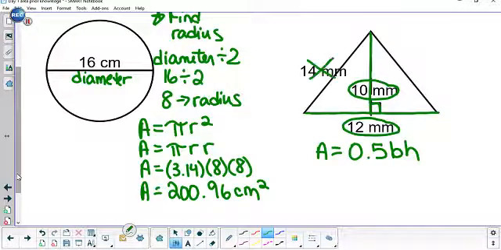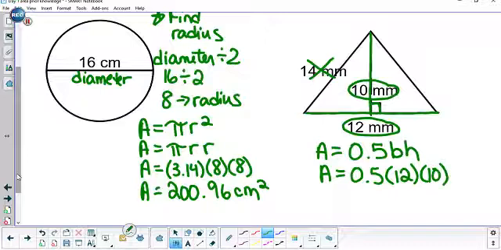This is unnecessary information for this particular question. Area is 1/2 times the base times the height. So 0.5 times 12 times 10. When you put those all in your calculator, you end up with 60, and these were in millimeters squared.